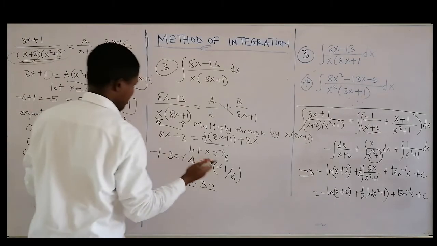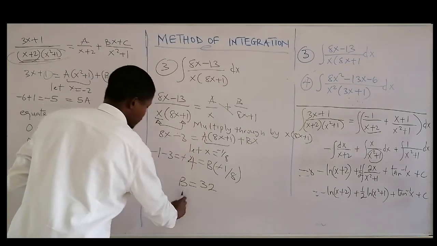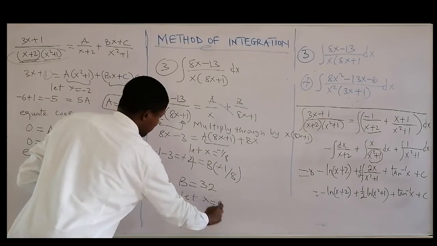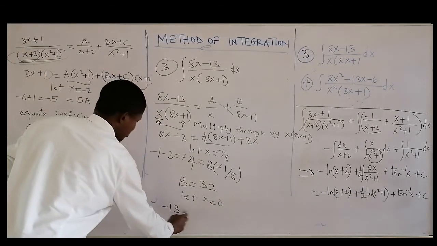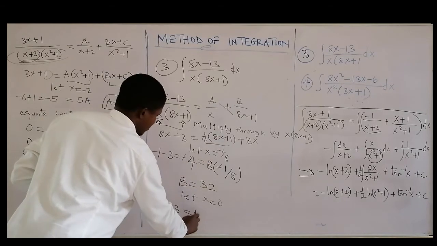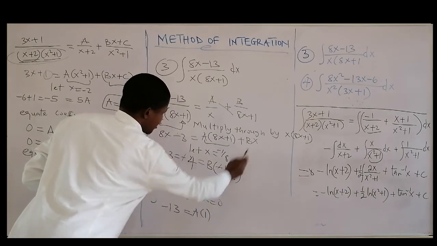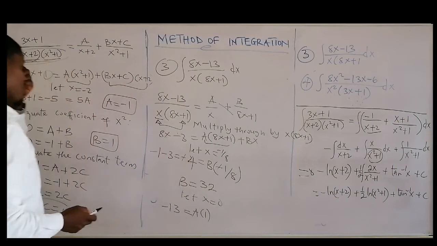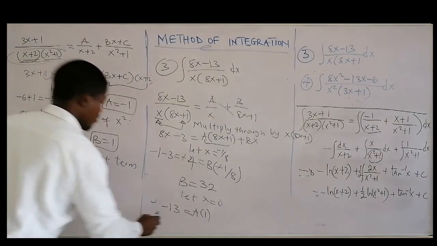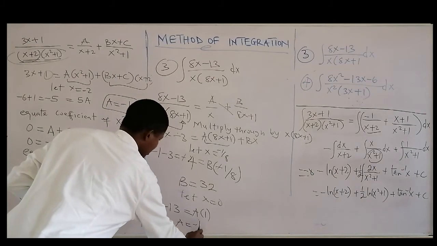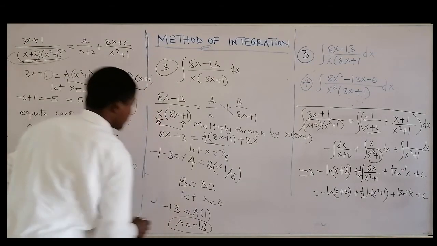Then the next thing we can do now, we can use any value for x. Let x equal to 0. We can use any value for x. And that will be equal to minus 13 equal to, that is 0, I have A into bracket 1, and this will cancel. And I can get my A. So my A is what? My A is minus 13.